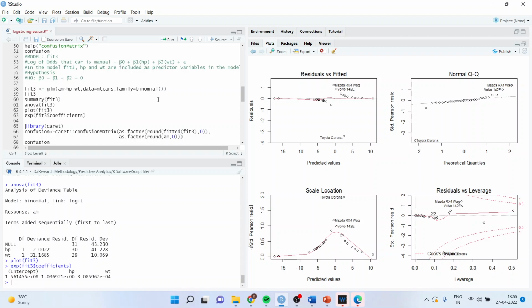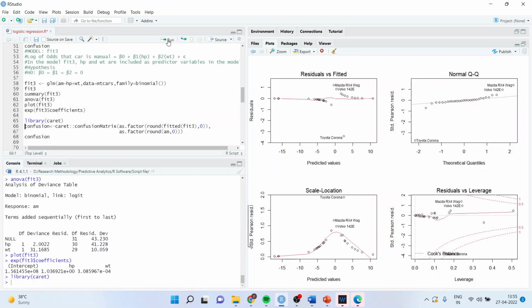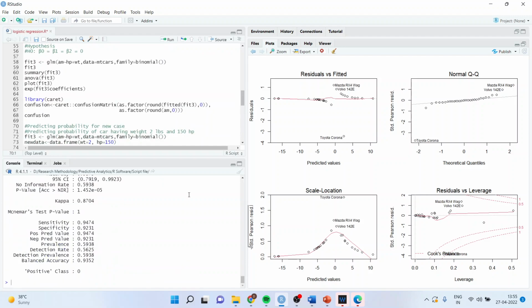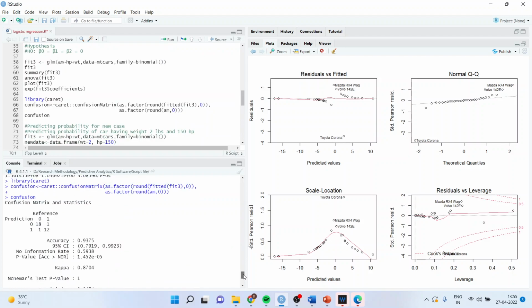Again, the time is that we should run the confusion matrix. So library confusion matrix. Again, I get the same accuracy with the decrease in the variables. This is really nice. Even if we are decreasing the variables, I'm getting the same accuracy.